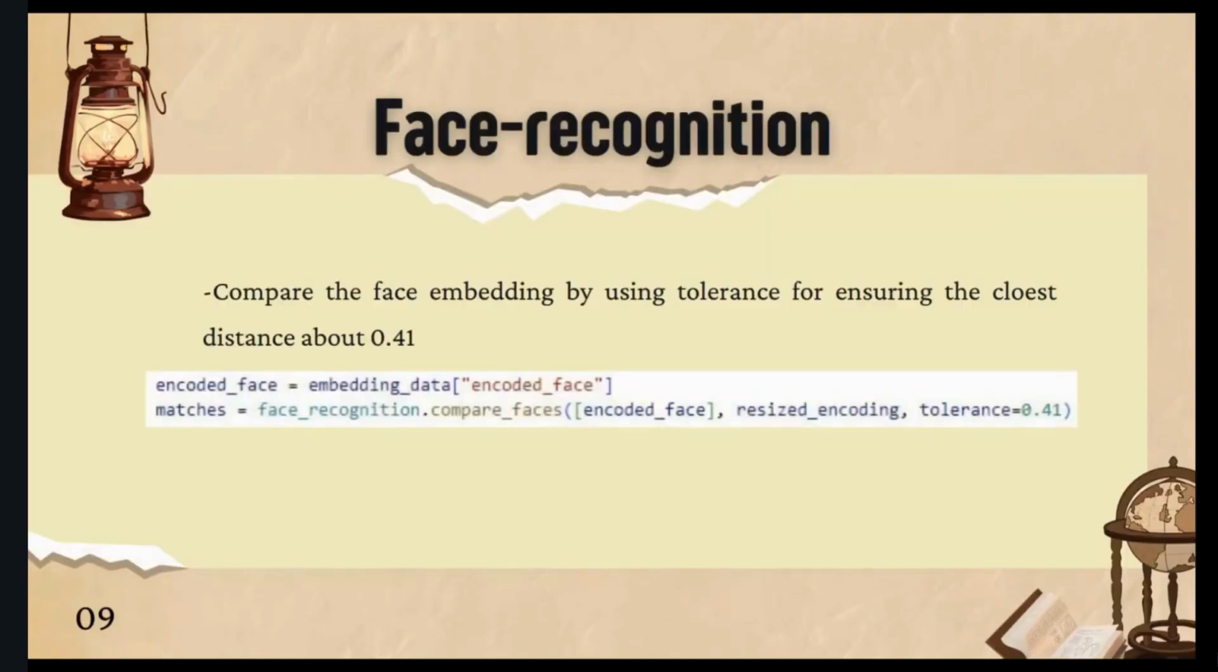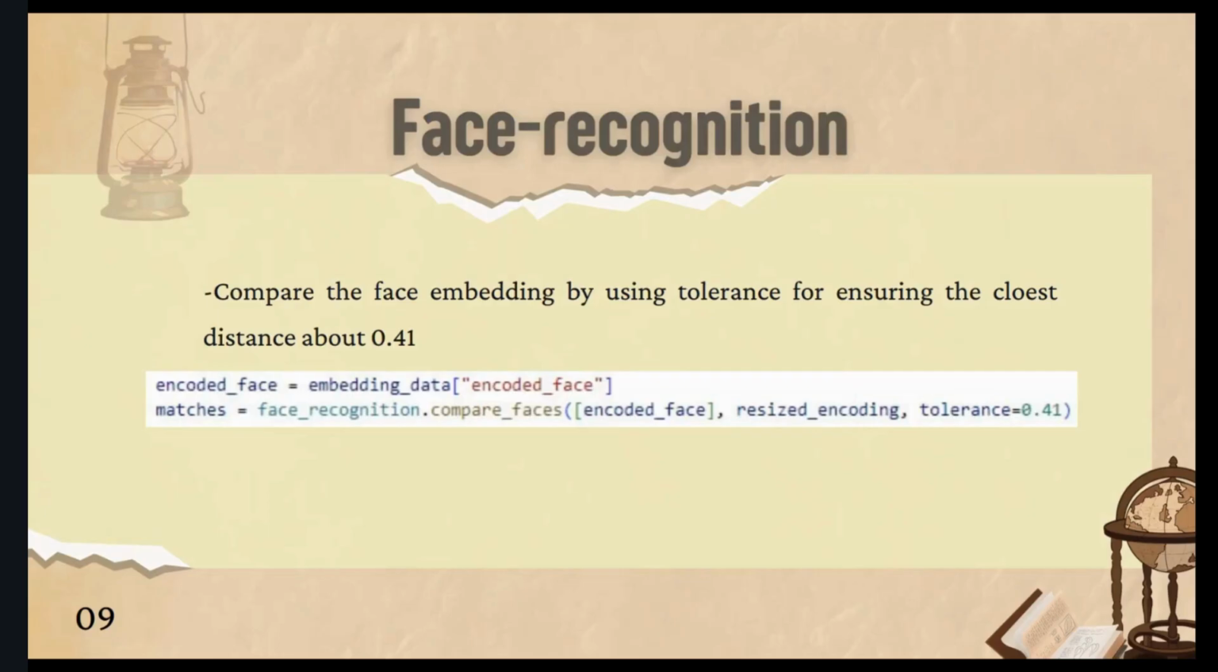For the next slide, the last step, we compare the face embedding by using a tolerance to ensure the distance is about 0.41. We compare the face embedding from our webcam video to the face embeddings in the database of 55 students. If both face encodings are the same, or the distance is about 0.01, they match each other.